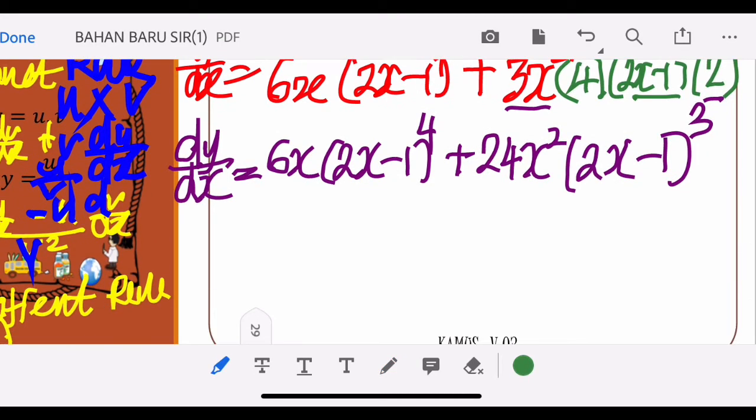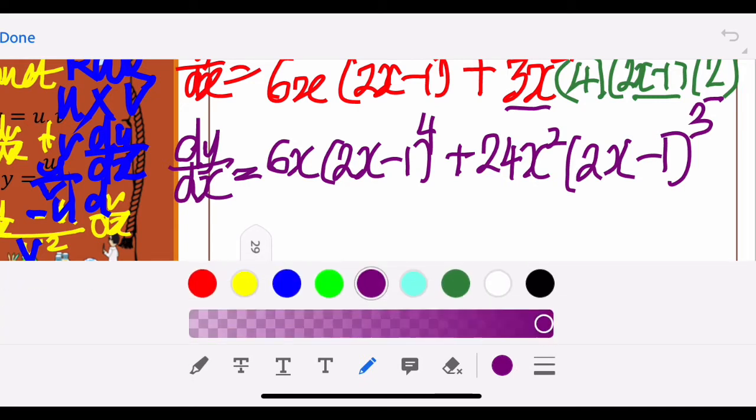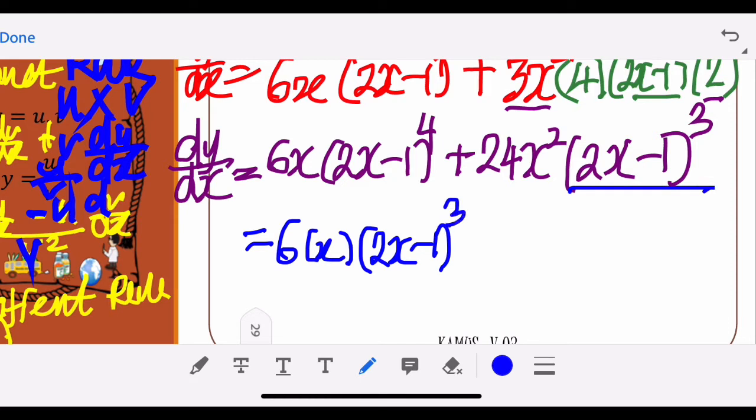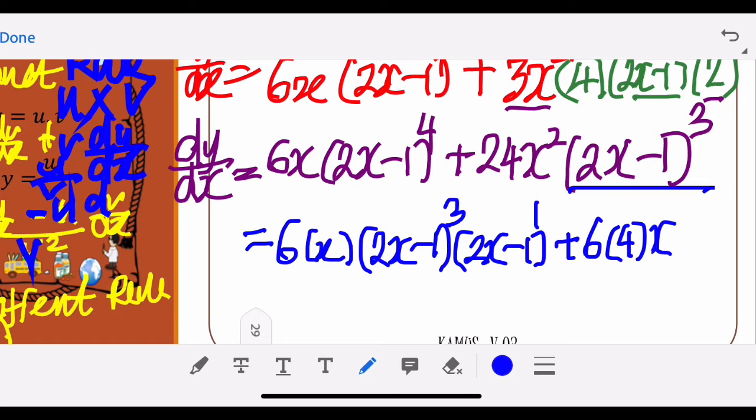Now I need to teach you how to simplify to the beautiful simplest form. So you see, you have common factor 6, got x, got 2x. Now for this one, I see this one power 3, so I want to make it a common factor, so I have to do like that. This one I write 6, and then I write 4, I write x, then x squared, 2x minus 1 to the power of 3, right?